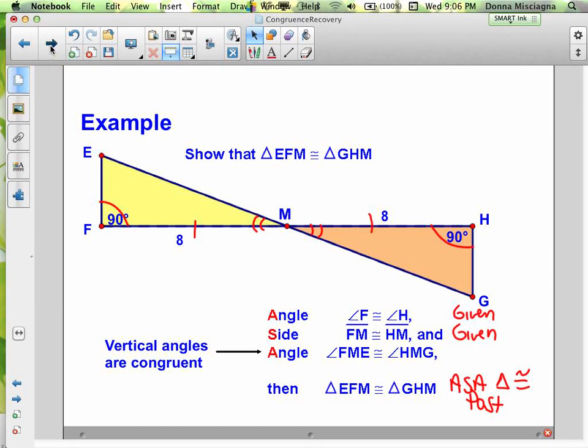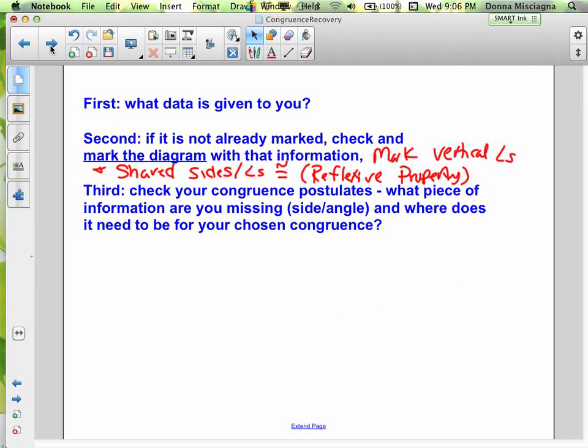Actually, I have quite a few more examples in this section here, because this is a good time to review the other 2. And here comes our next problem.